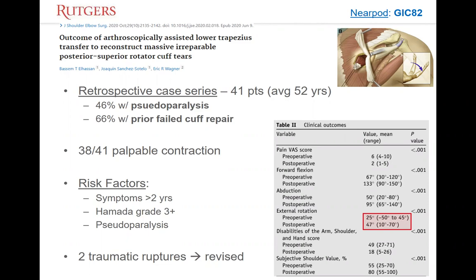These results helped to validate lower trap transfer as a treatment for these patients, particularly those who had failed prior repairs and pseudoparalysis. However, there were a number of limitations, including the retrospective design and very short follow-up period.